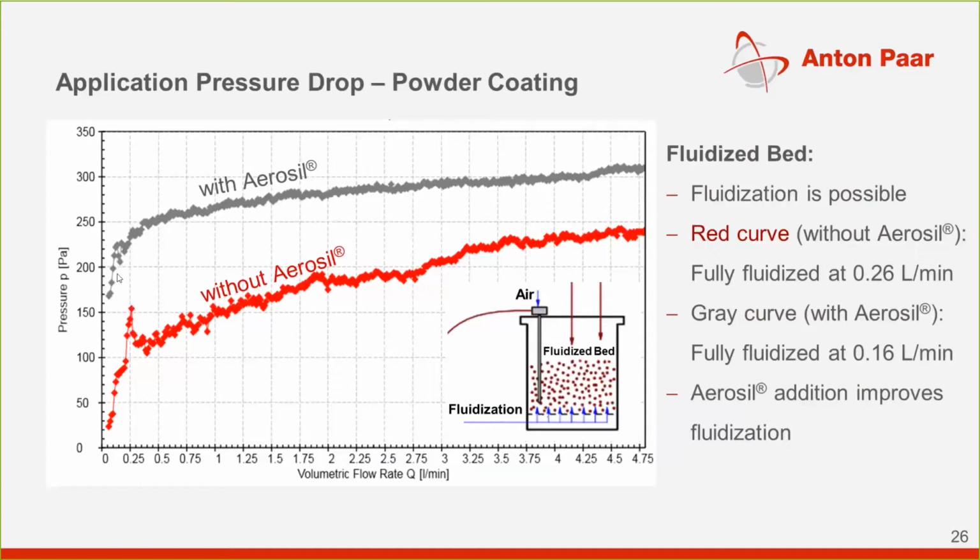And if we add the flow additive, we can see that this overshoot moves quite a lot to the left. And we're now at 0.16 liters per minute for the starting fluidization. So we can see that this is a relatively strong decrease. So this improves the fluidization, which means that the air which is necessary to run this fluidized bed reactor is less if we're using aerosol than if we're not using the flow additive. This means we can actually save money by adding the flow additive, because this improves the fluidization behavior.